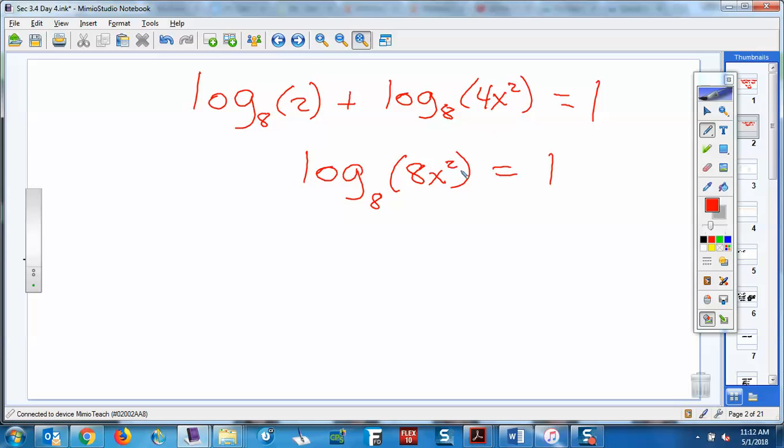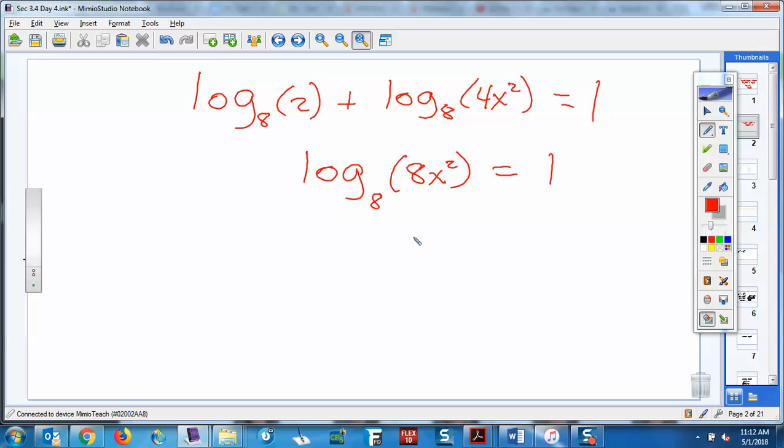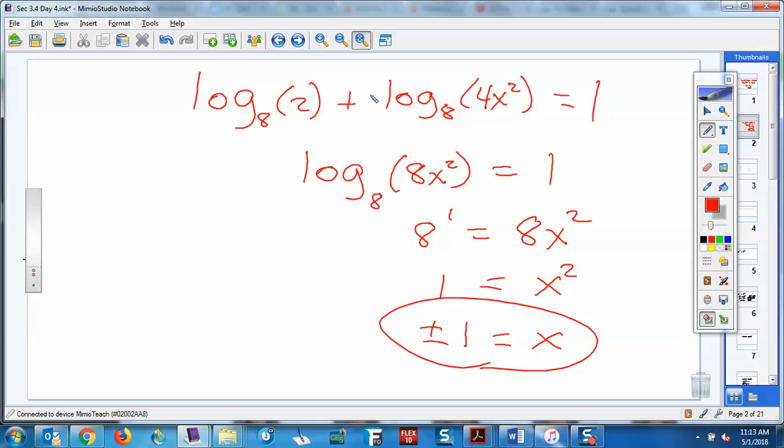And then you've got a couple of choices here of things you could do. But really, the best one is now just change forms, right? When you have a single log, so in this case, we had a log on one side, log on the other side. That's that one-to-one property. But when you just have a log on one side or an exponential on one side, you want to get that by itself, and that's what we've done. So this is just 8 raised to the first equals 8x squared. So divide by 8, plus or minus 1.